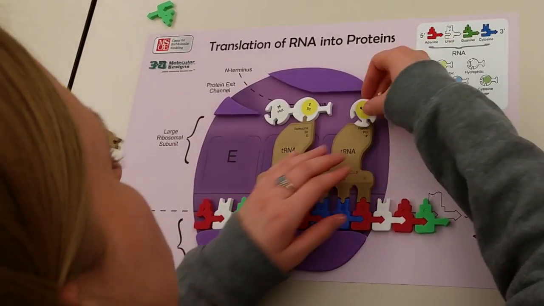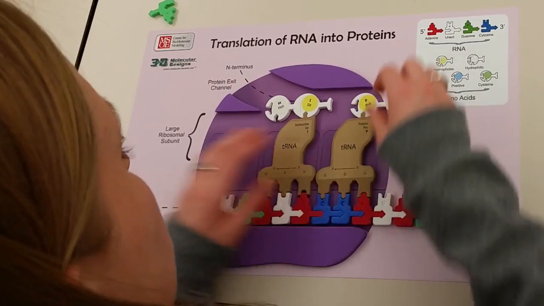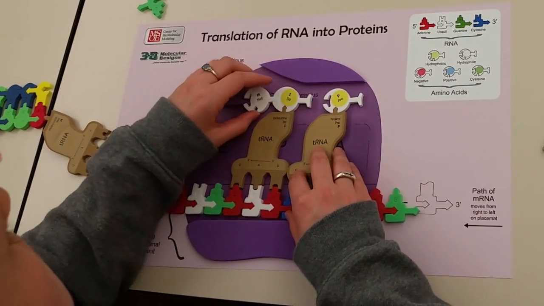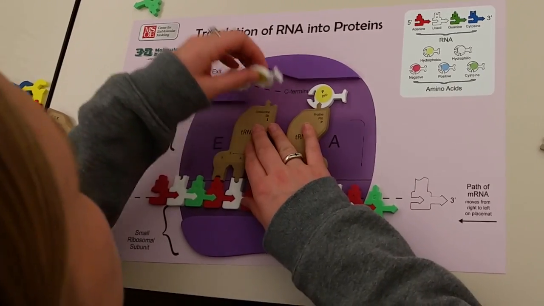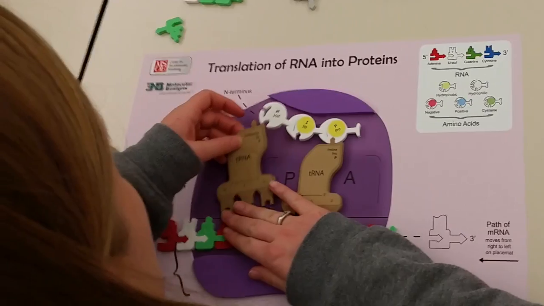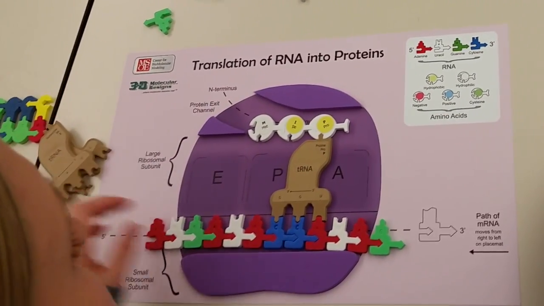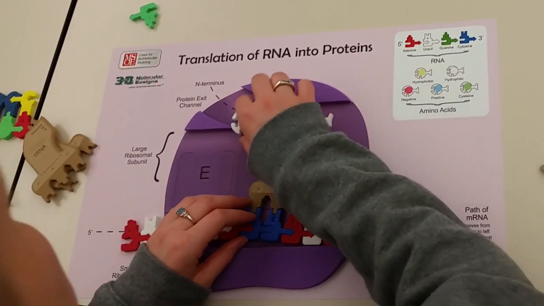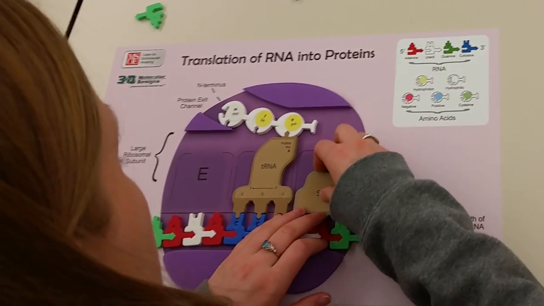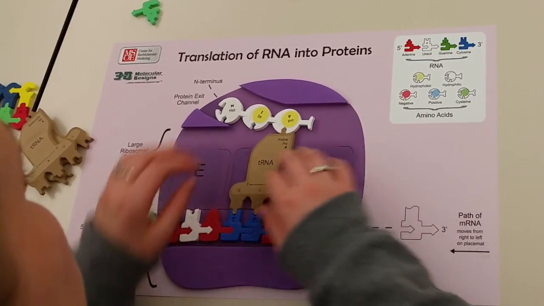The amino acid attached to the tRNA in the P site joins the amino acid in the A site, and a chain starts to form. As new tRNAs are added, the tRNA in the P site shifts to the exit site and is then released. Once the stop codon is reached, a release factor binds, and the ribosomal subunits, mRNA, and polypeptide chain are released.